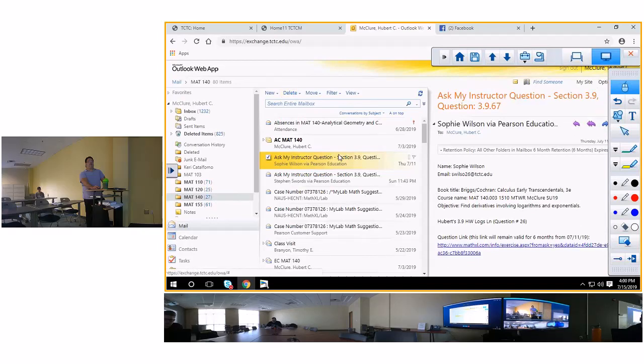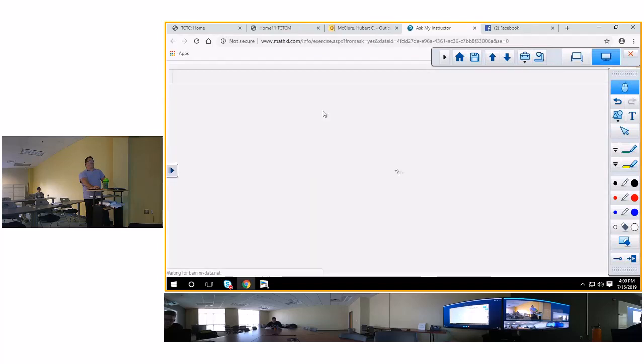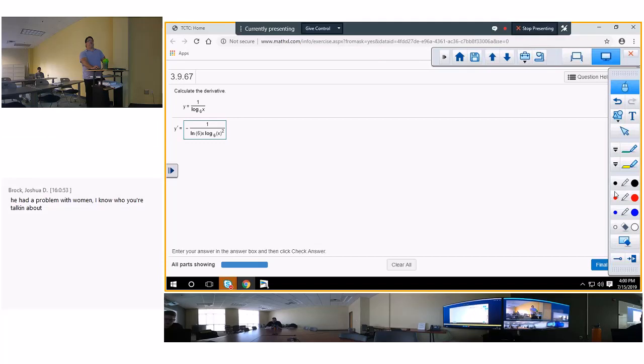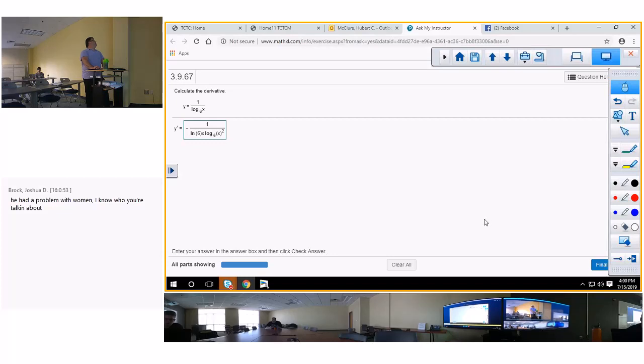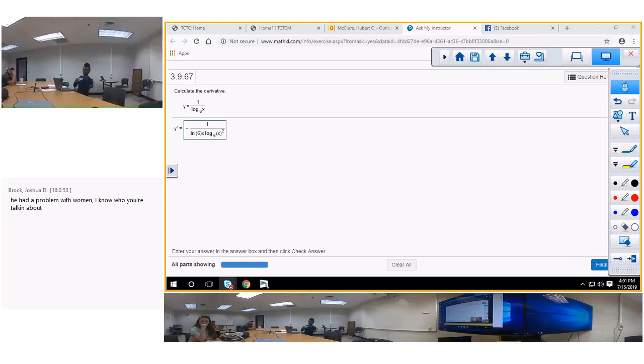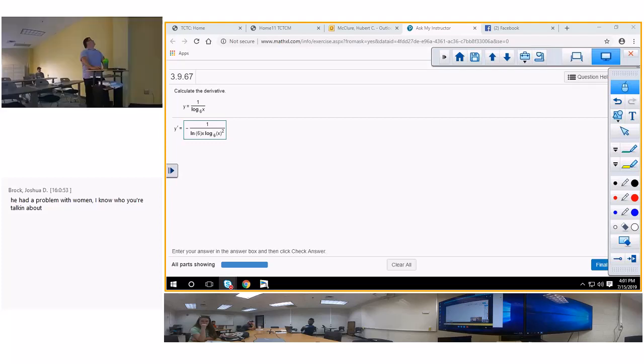Okay, I want to get these last two because these are the last two that you have to really work on. Okay, this is real easy, but you got to remember your logarithmic rules. You have to use the change of base formula, and you got to use the natural log.